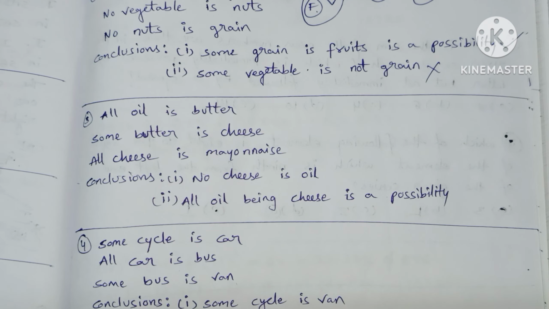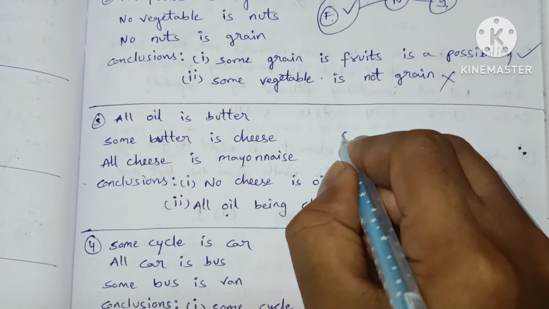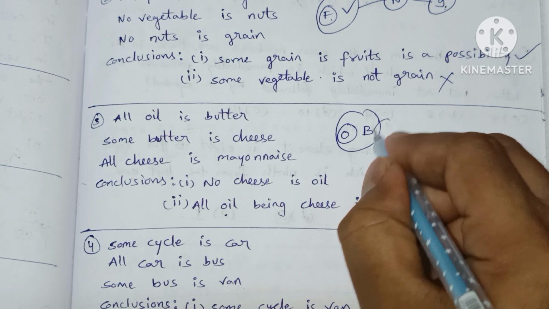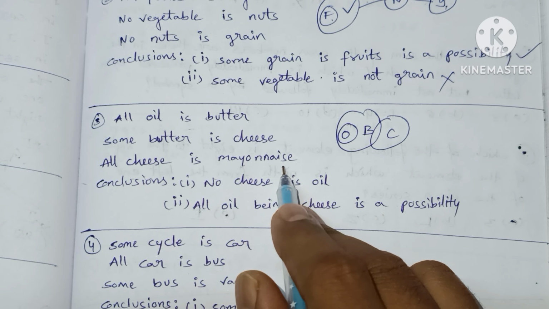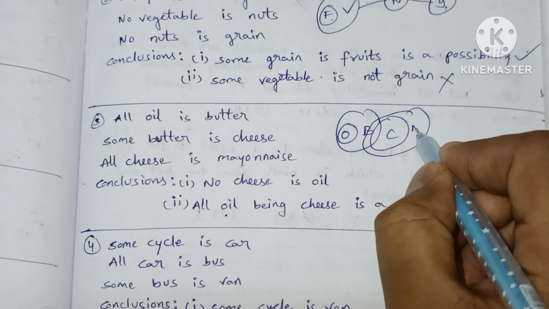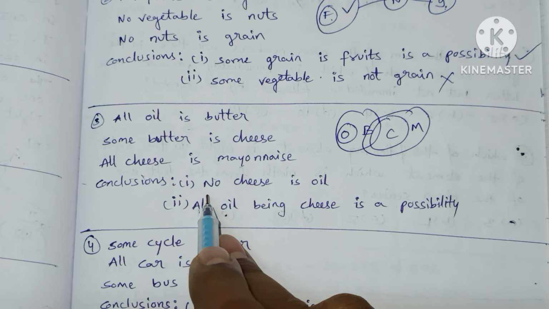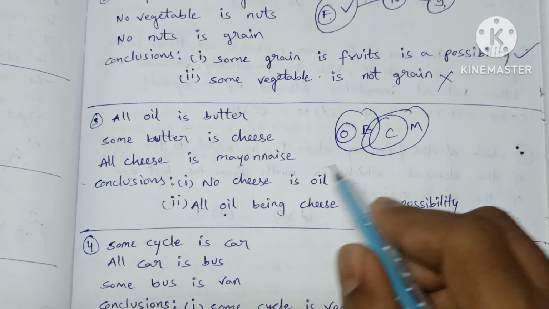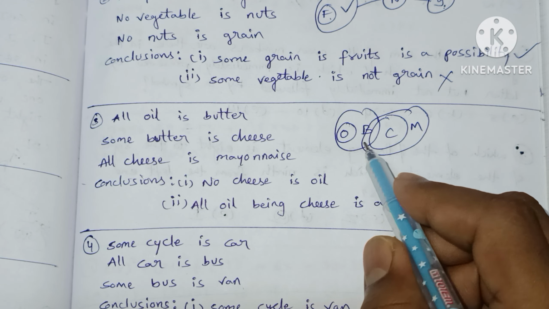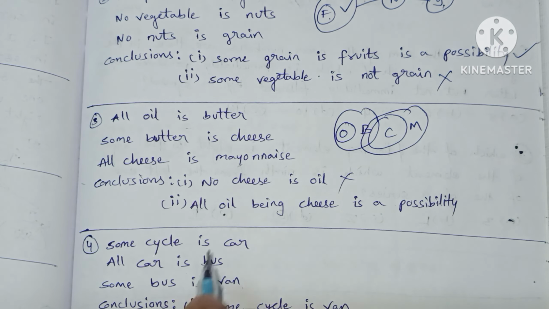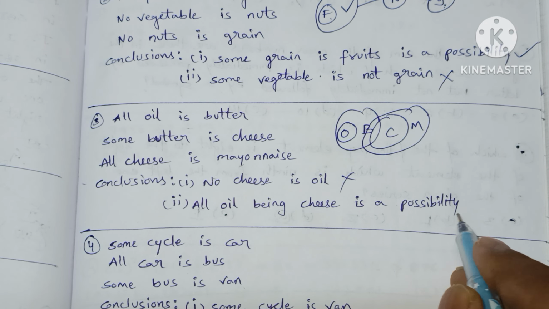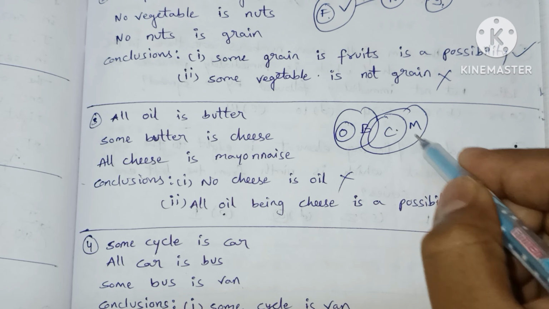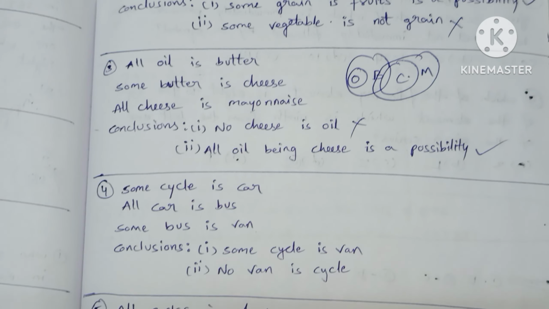Next one. All oil is butter. Some butter is cheese. All cheese is mayonnaise. Conclusions. No cheese is oil. Some oil can be cheese is possible here, so it fails. All oil being cheese is a possibility. All oil can be cheese. Possibility, yes, it is true.